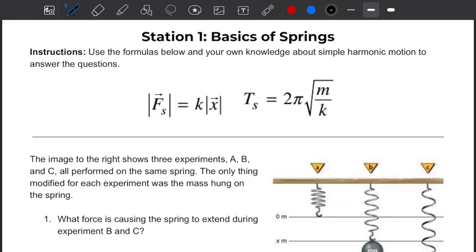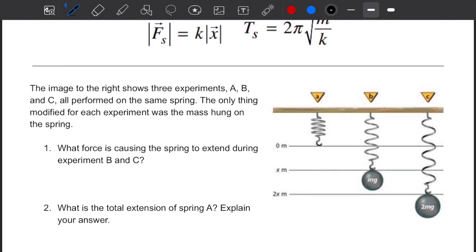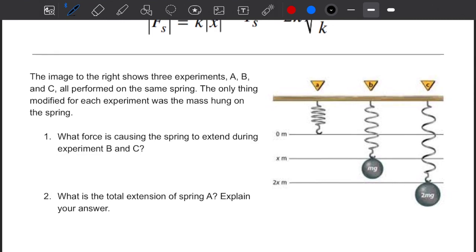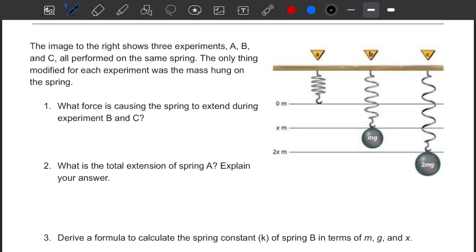For this worksheet, we're going to use Hooke's law to calculate the force of the spring, and then the period of the spring equation as well. We've got a setup where in position A, there's no mass attached to the spring, so the spring is at its equilibrium. In position B, we've got mg hanging. In position C, we have 2 mg hanging. What force is causing the spring to extend during experiment B and C?